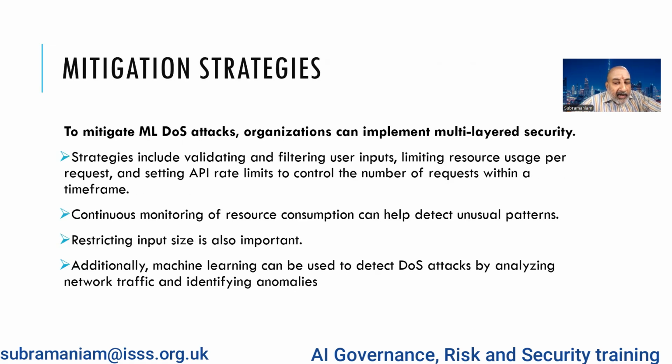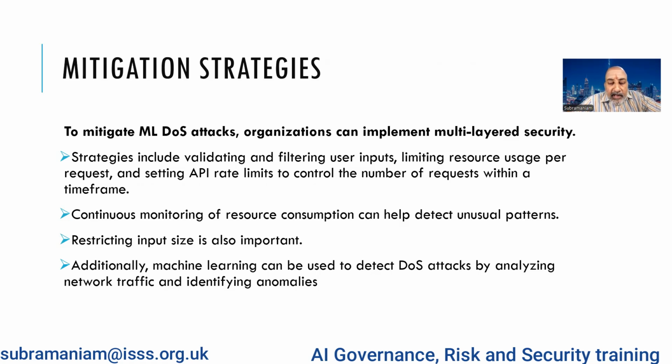Strategies include validating and filtering the user input, so you can have a secure API gateway using which you can control the input that is given to the AI application. That is number one. Continuous monitoring of resource consumption and restricting the input size is also very important. Like the example we saw for the barista, a long input can be given. If it's a long input, you can say we cannot accept such a long input, keep your input short. That will also prevent hackers or any adversary from prompt injection or denial of machine learning services.